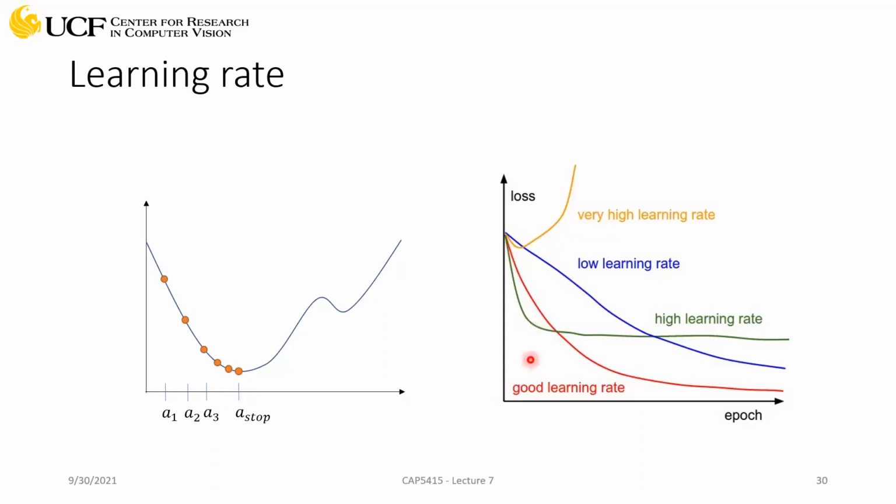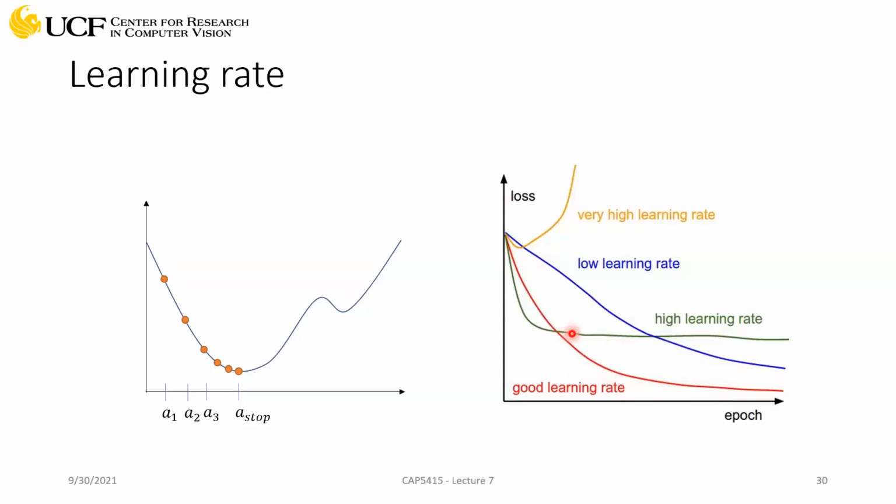Let's say you get to the red one, then you can see that it's going down and then kind of saturating. And that's kind of a perfect learning curve. We call this maybe an L-shaped curve. So that's a good learning rate.